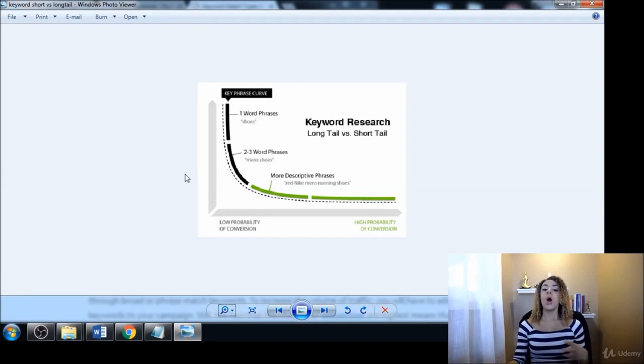So that's why our whole strategy here, that we're going to be talking about in this entire course, is built around finding these long tail keyword phrases. The reason we want to do that is threefold. Number one, lower competition, way lower competition. We actually have a chance of ranking for long tail terms like this.